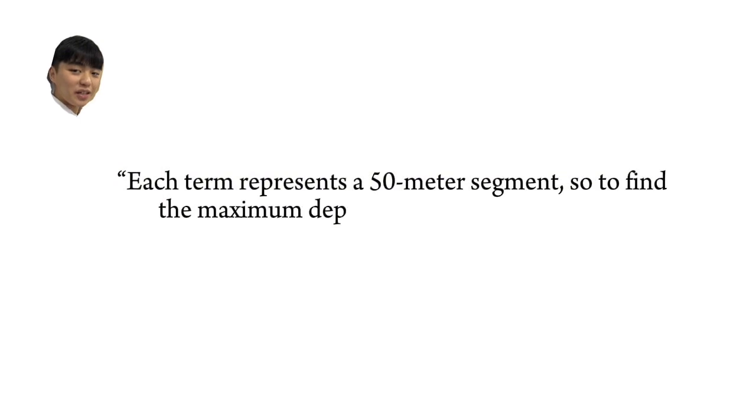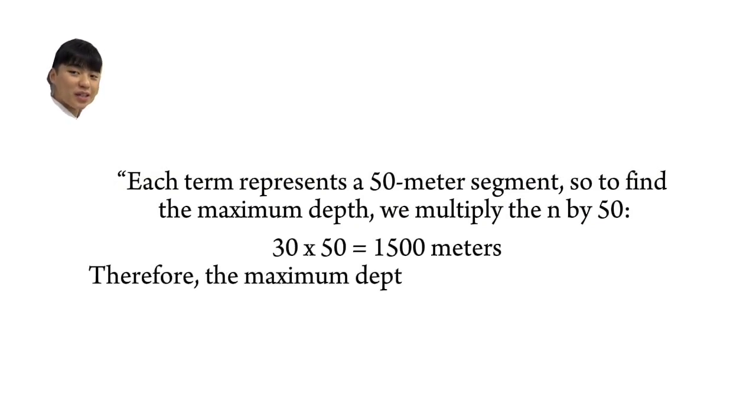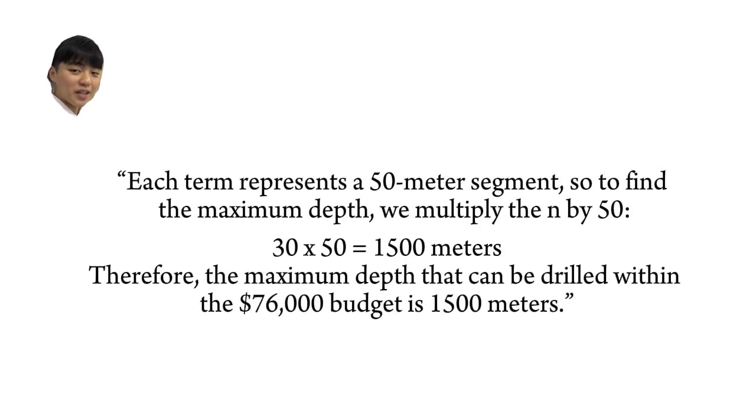Now, let's find the maximum depth. Each term represents a 50-meter segment. So, to find the maximum depth, we multiply n by 50. So that makes 30 times 50 equals 1,500 meters. Therefore, the maximum depth that can be drilled within the $76,000 budget is 1,500 meters.